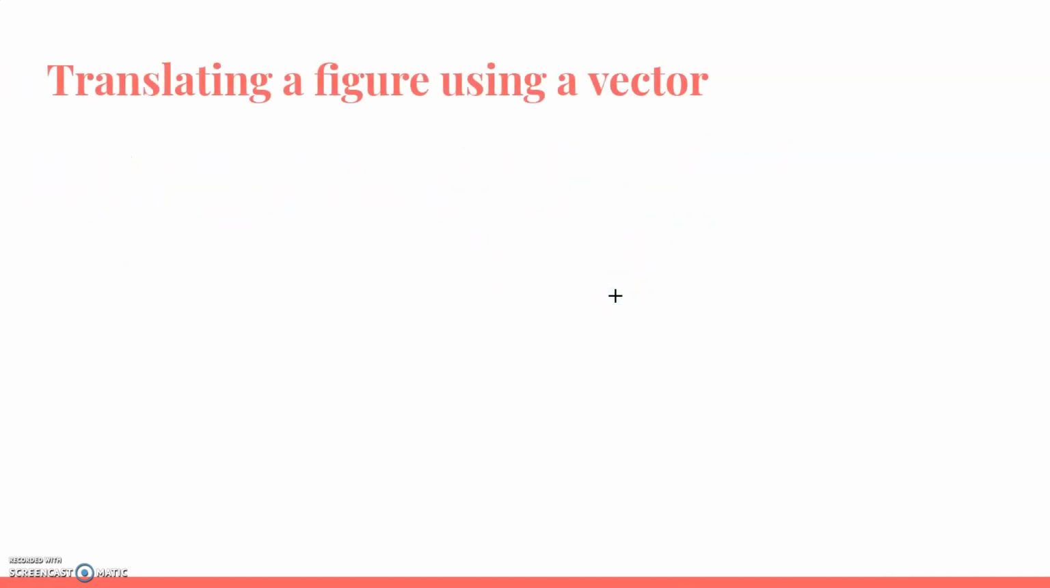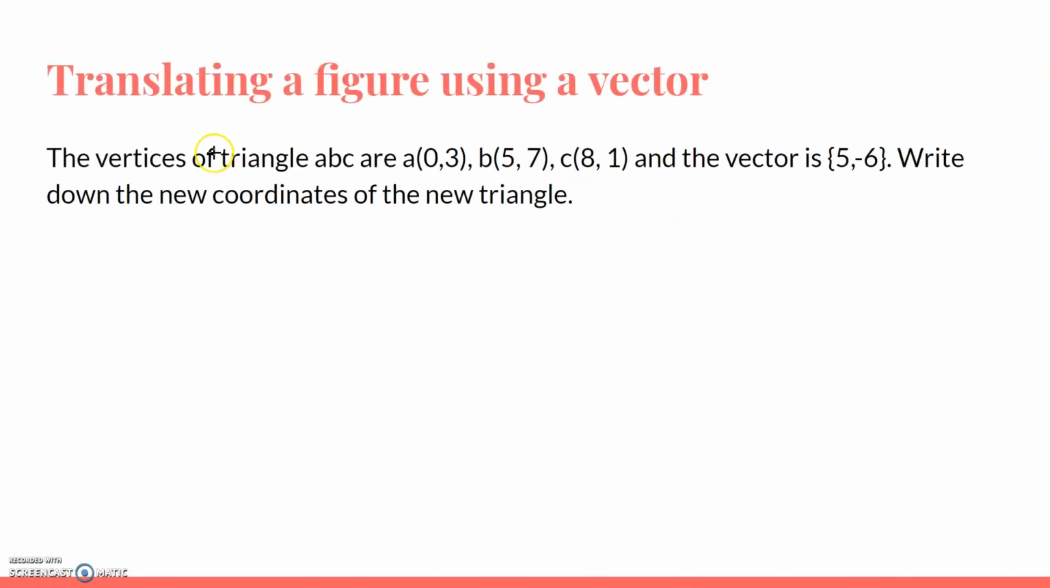Alright, so translating a figure using a vector. The vertices of a triangle ABC are A (0, 3), B (5, 7), and C (8, 1). And the vector is <5, -6>. Write down the new coordinates of the new triangle. Pause the video, give it a shot, and then come back for the right answer.